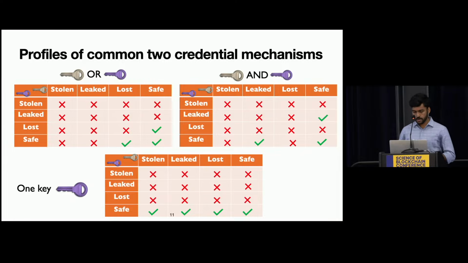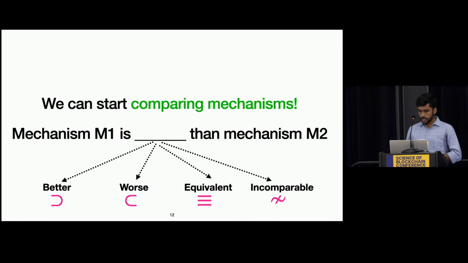Just for simplicity, we can also look at the really simple one-key mechanism. This is a mechanism where you're only using one of the two keys. If that key is safe, you're good, but if that key is unsafe, you're not good. And here's where it starts to get interesting, because we can use these profiles to compare different mechanisms. Essentially, we can say that a mechanism is either better, worse, equivalent, or incomparable to another mechanism just by looking at their profiles.